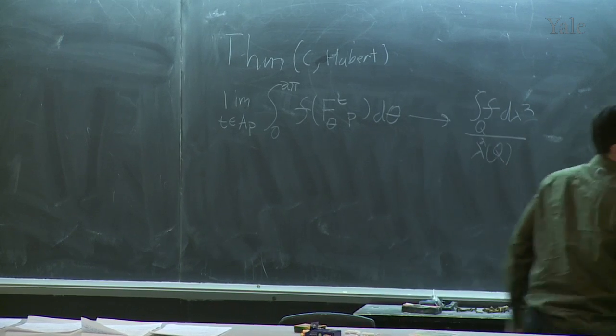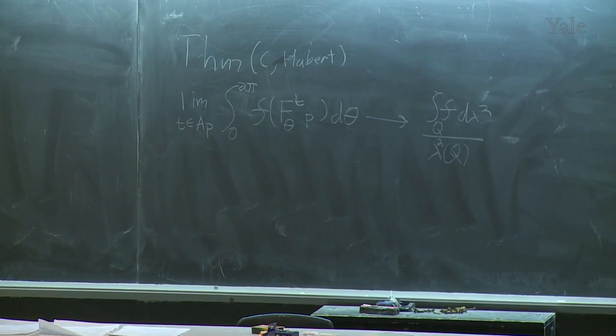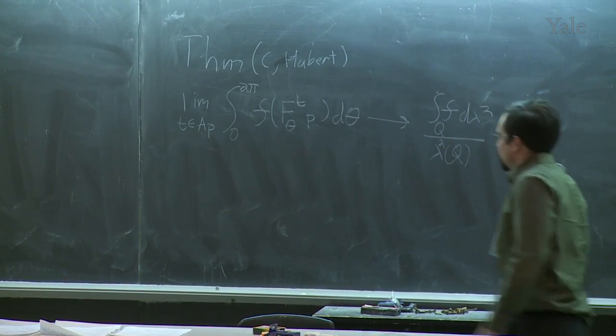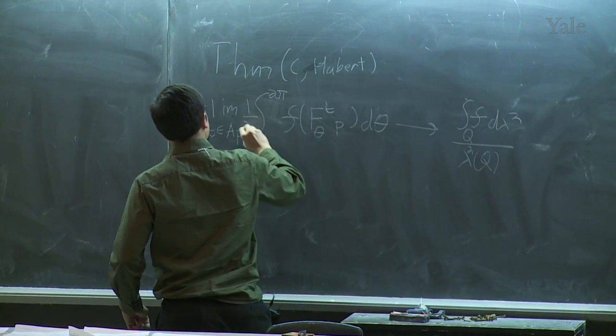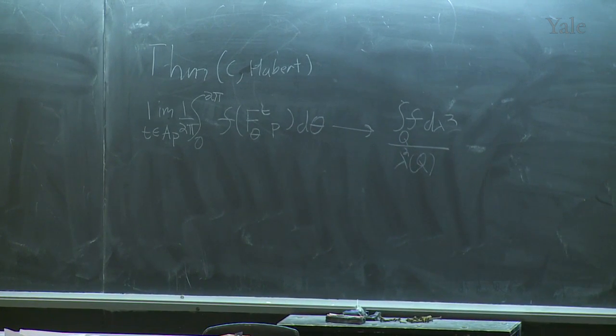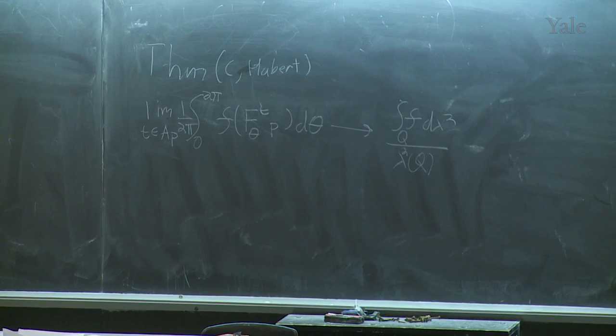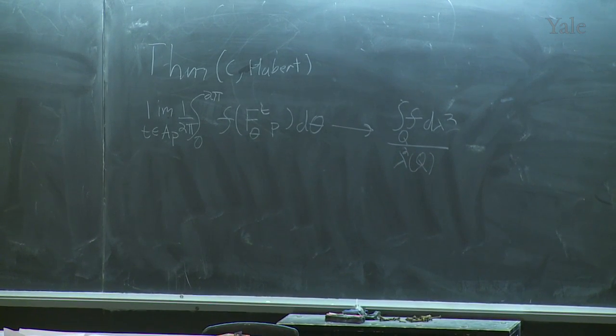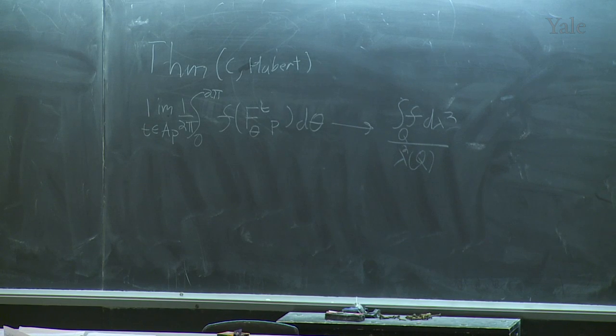So that's what we, yes? Did you divide by the length of the circle? Yes, I did. Yeah, thanks. It suffices to check on continuous functions or rectangles to check for equidistribution. And so this shows that circles equidistribute typically.